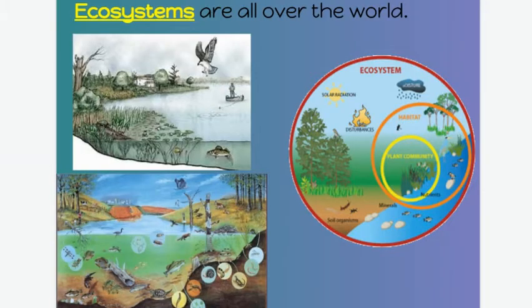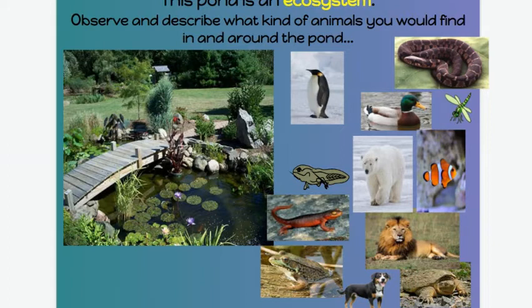We have ecosystems all over the world, all kinds of different ecosystems. This pond is an ecosystem. Let's take a look and observe and describe what kind of animals should live in and around the pond. Take a second and think to yourself, what animals should I move into this pond because they live there? Take a second.